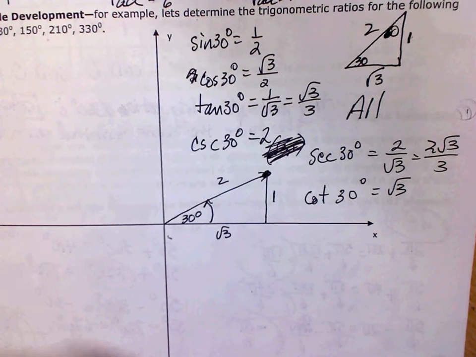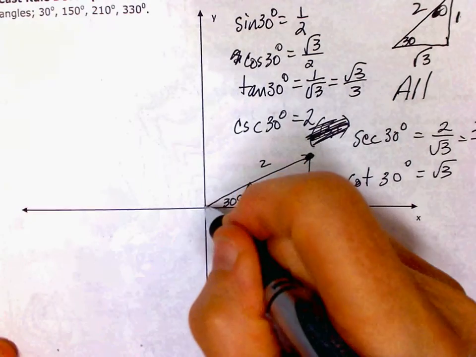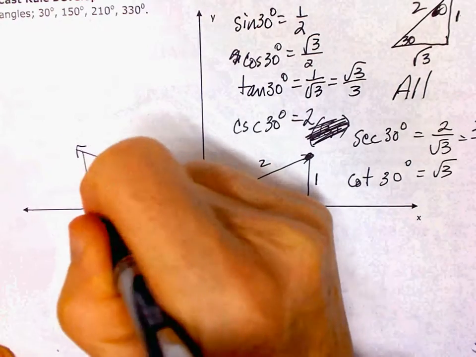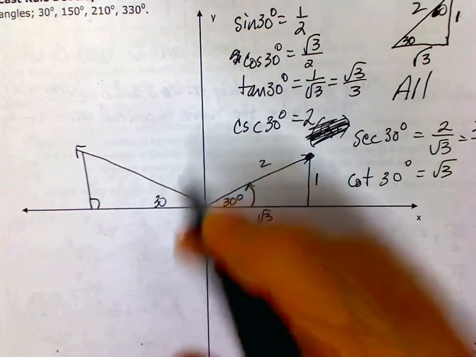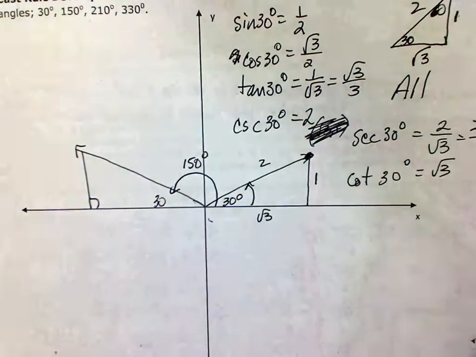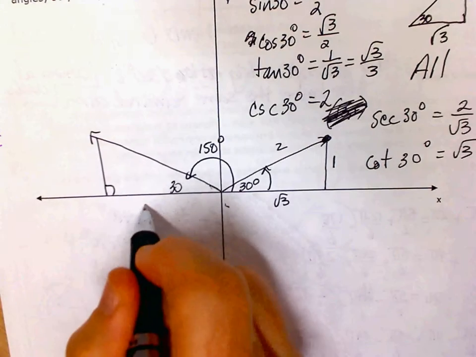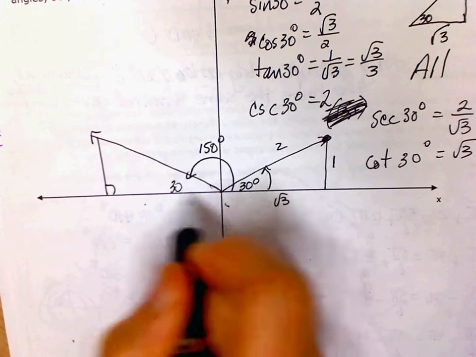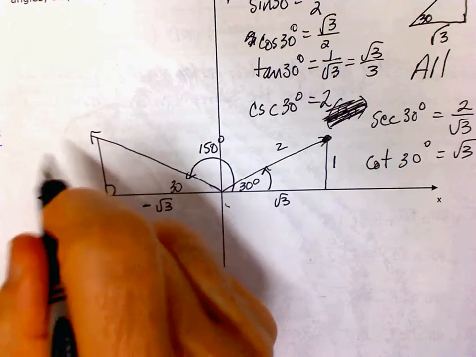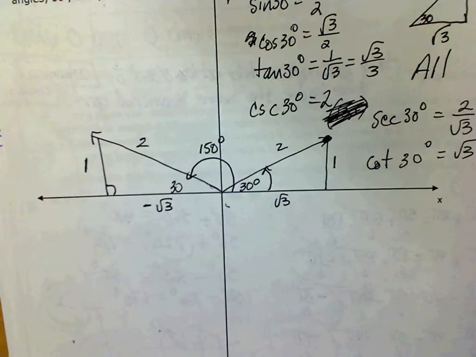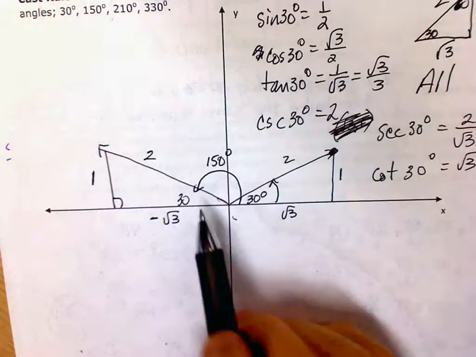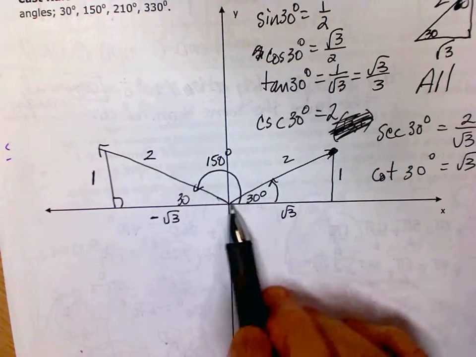Now we're going to do 150. Do you agree that 150 is 30 shy of 180? So our related acute angle is 30, but our theta is 150. Do you agree that, because it's left of the y-axis, this is negative root 3, this is above the x-axis, this would be 1 and this would be 2? Okay. So, do you agree that this triangle is equal to this triangle?